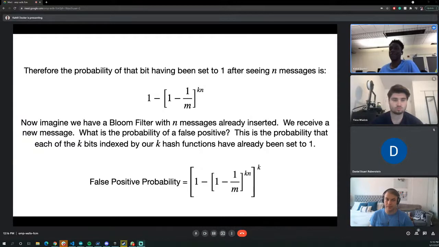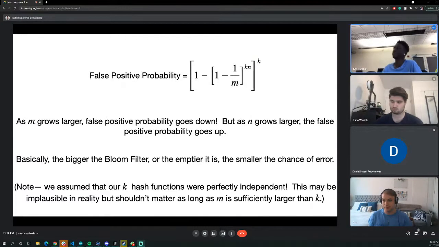Now, if we get a false positive, remember, how does that happen? That happens if we have a full collision. That happens if we see a completely new message and every single bit in that message has been set to 1, all k of them. So once more, to get our final probability, the probability that we have a collision on every single one of the k bits when we see a new message in our Bloom filter after having added n messages is this quantity here at the end, the false positive probability. And again, it depends on m, n, and k.